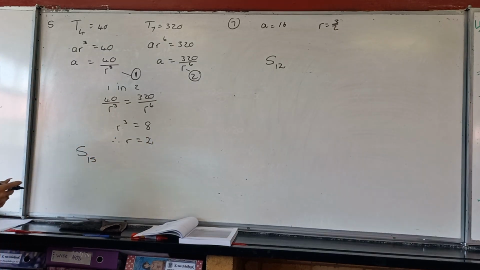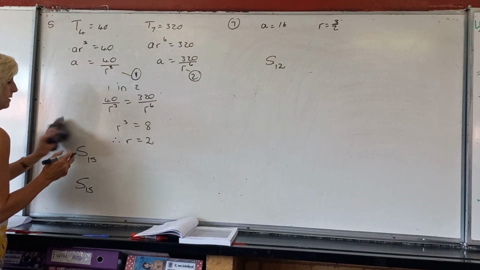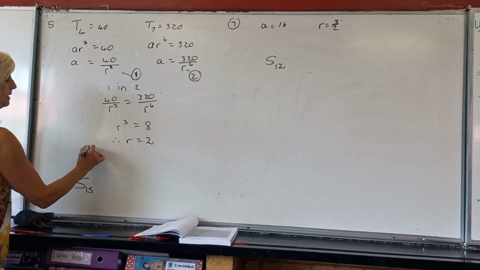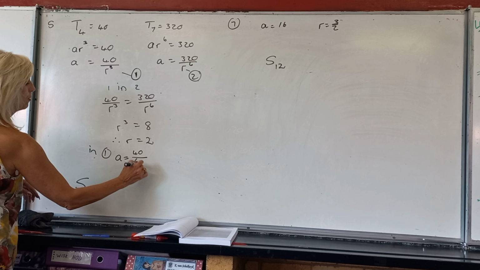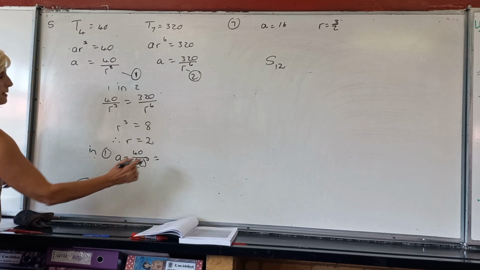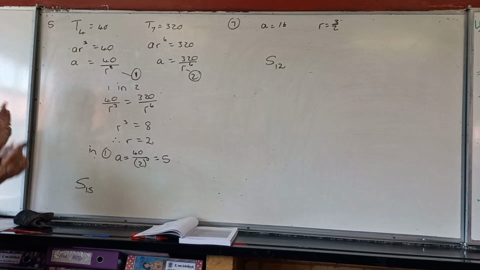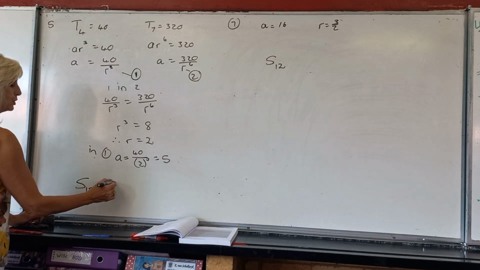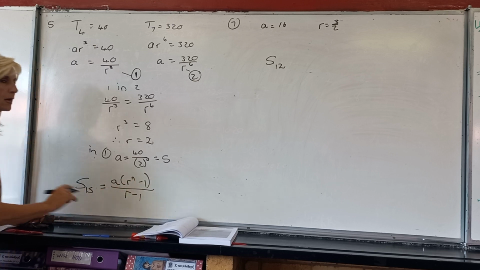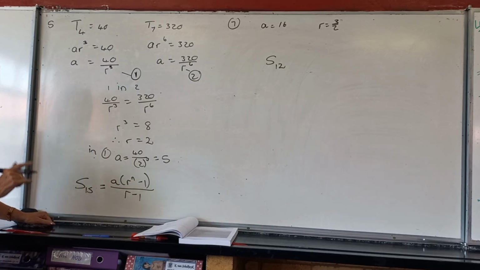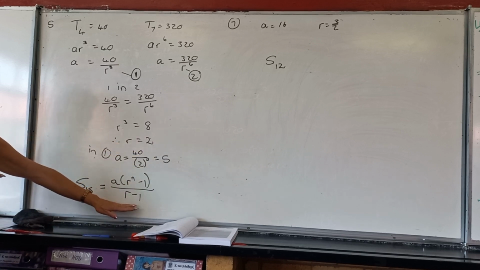Then I still need the a value. The question is 15. We'll get there just now. To find a, we go into number 1. a is 40 divided by r to the power 3, which was then 5. So I know what a is, I know what r is, I can find any sum. Which formula would you like to use? The one that everyone likes the best, because you're allowed to use both of them for now. Typically you should have used this one because r is bigger than 1, so it's fine.